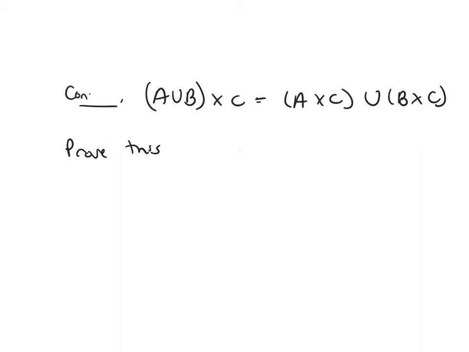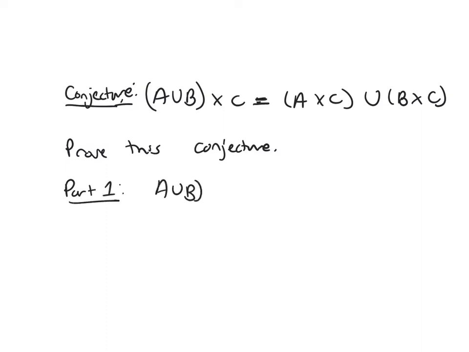So, conjecture, prove this conjecture. I'm proving that these two sets are equal. Remember, your proof has to contain two parts. Part one of your proof, you need to show that A union B cross C is a subset of A cross C union B cross C.